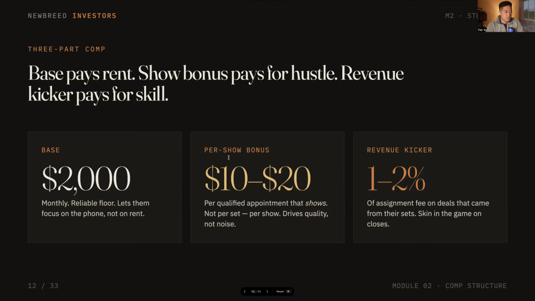So at the end, this is up to you. There's different structures out there. There's a 2K base, 5% set commission when you close. There's so many different ways to do it, but how we recommend is you have the per show bonus, which incentivizes the setter to make sure they're really screening for quality, making sure that person shows up to the acquisition call. And then if we do close that deal, they'll get a 1 to 2% revenue kicker on top. So you can see how this stuff starts stacking up for these setters and why they're so motivated to come to work and serve you as a business owner, right?